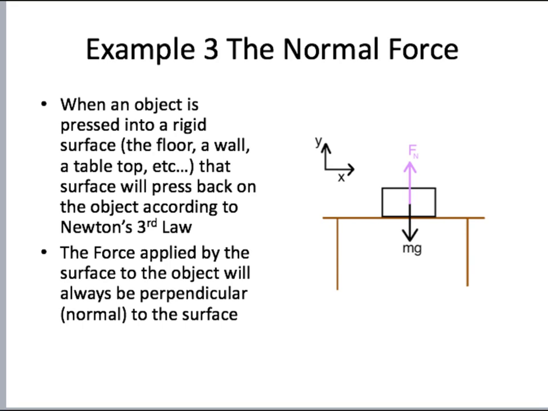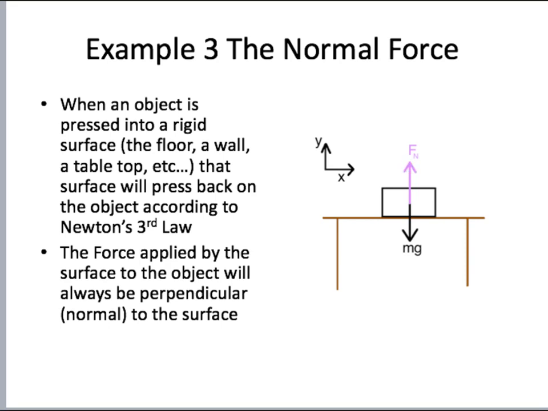Now, we can see in this picture, I have a block which is resting on a table, and I have the weight of the block pulling it down. By the way, the weight always points towards the center of the earth, and effectively that means it's going to be pointing down to the ground. And we know that there will be an equal and opposite force exerted on the block by the table. The block is being pressed into the table by the weight. The table is going to press back with an equal and opposite force, and that force is called the normal force.